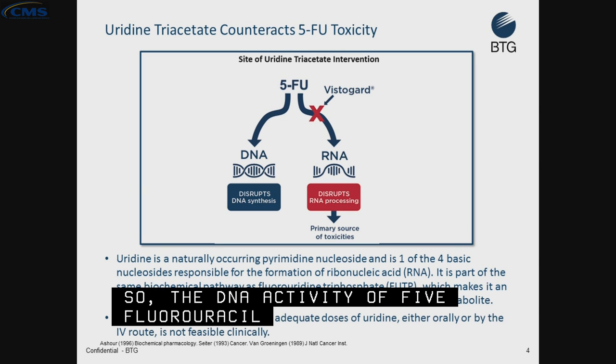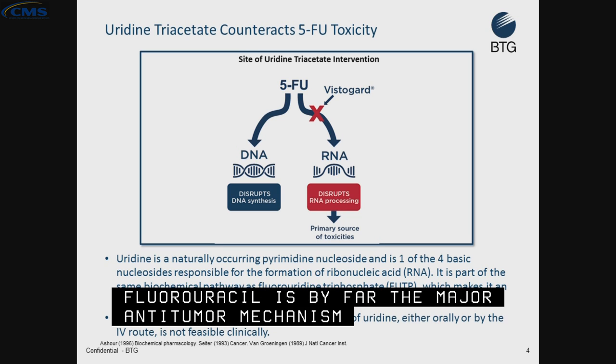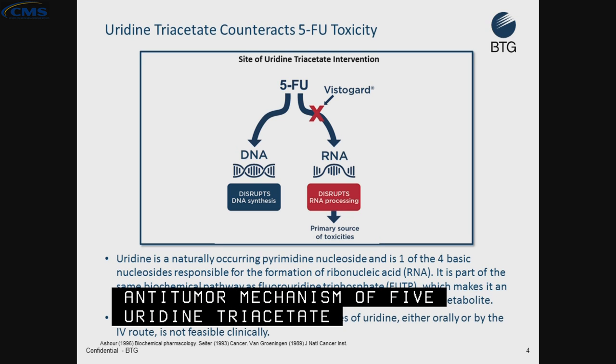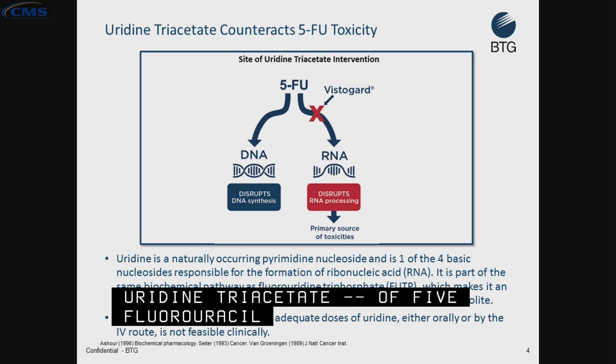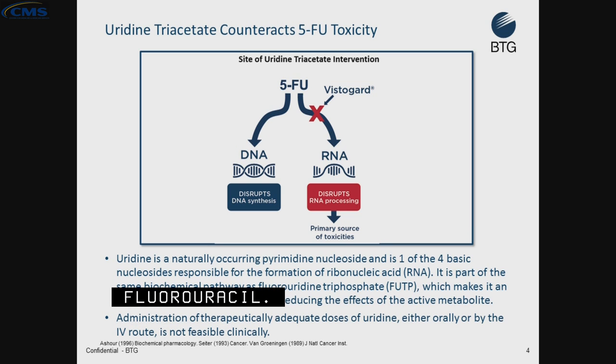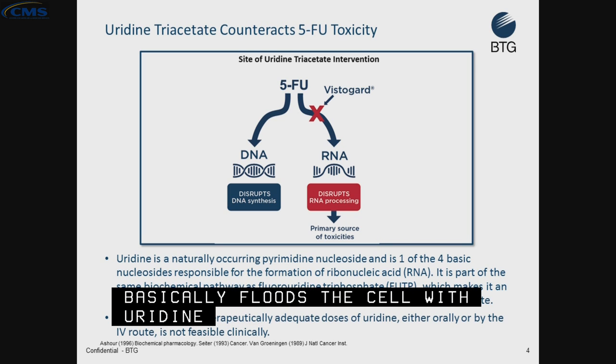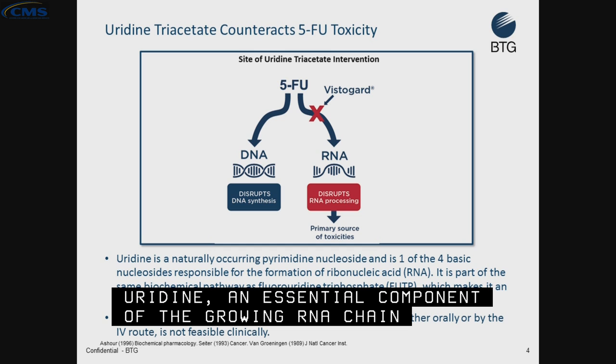VISTOGARD acts on the other side, which is the RNA processing side. And basically what it does is it floods the cell with uridine, which is an essential component of the growing RNA chain, as opposed to the toxic intermediates that you would see coming from 5-fluorouracil's metabolites.